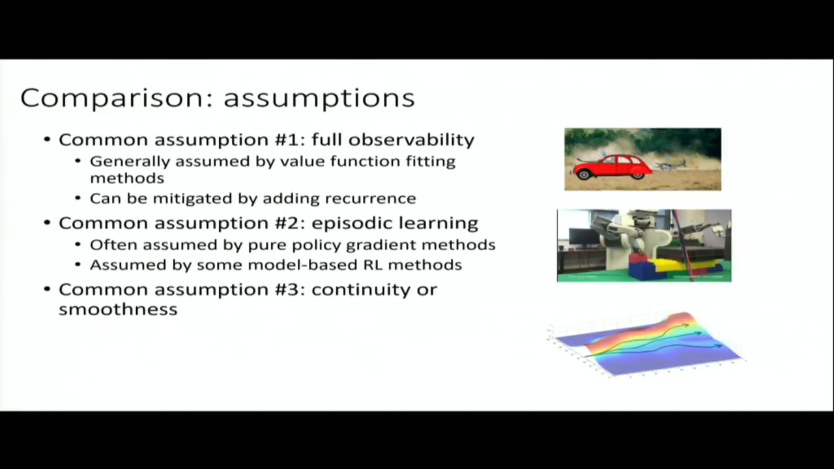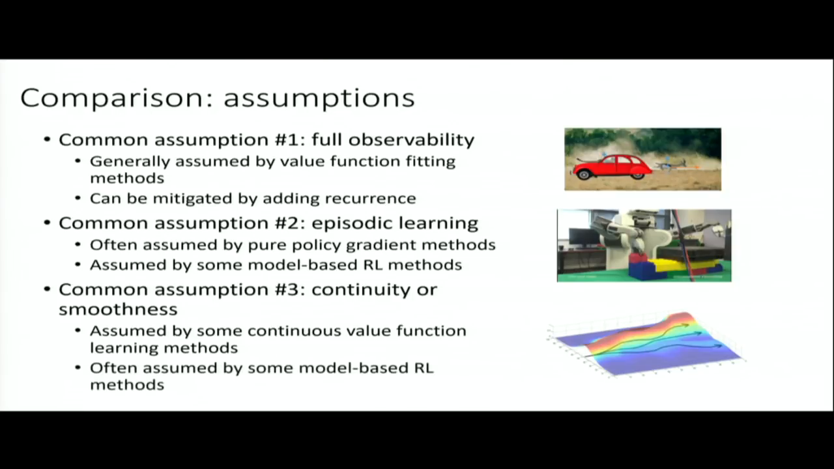Another assumption that some methods make is continuity or smoothness. So it turns out that if you know your actions are continuous, there are a few tricks you can do for both model-based and model-free RL. If you know that your dynamics are smooth, there are some other tricks you can do. Those are a bit more common for what I called shallow model-based RL previously. So this is used in some value function learning methods and quite common in many model-based RL methods.